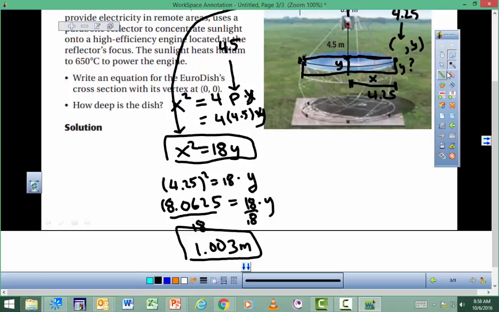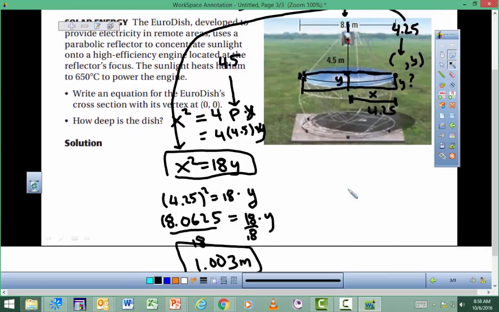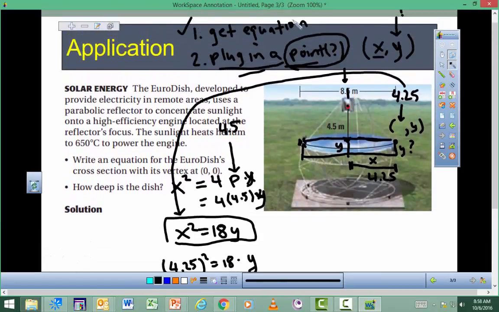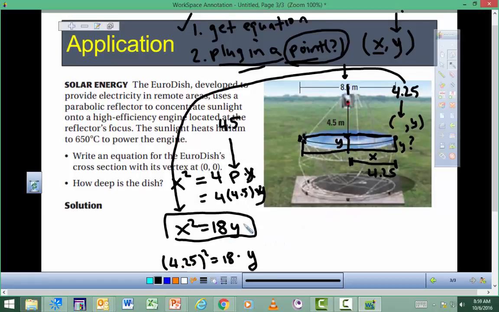Anyhow, can you see where the hard part is? Okay, so let's review the steps again. You got to get the equation first. That's usually the easy part because all you need is the focal length. And that's what we got right there. But then you have to cleverly find a point. And it's usually out on the side somewhere. And you're going to know one of the pieces of information, but you're not going to know the other one. And usually the one that you don't know is what you're trying to find out. So in this case, it was the height or the depth of the dish.